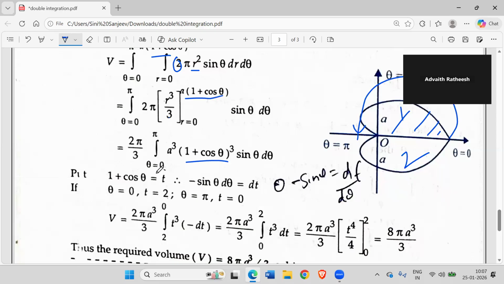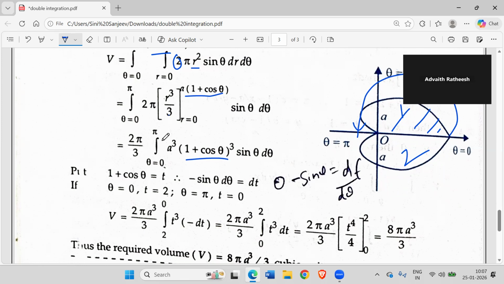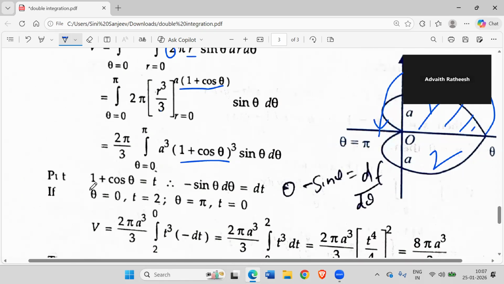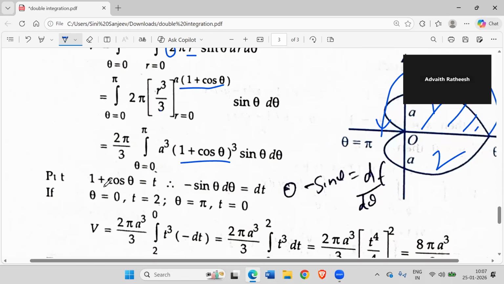And one more important thing, listen carefully. Whenever there is a limit, and then we are substituting, we have to change the limits also. Okay, this is the most critical point in this question. So 1 plus cos theta, I'm putting it as t. Differentiate it. Cos theta is minus sin theta, 1 is 0 anyway. Minus sin theta d theta is equal to dt.